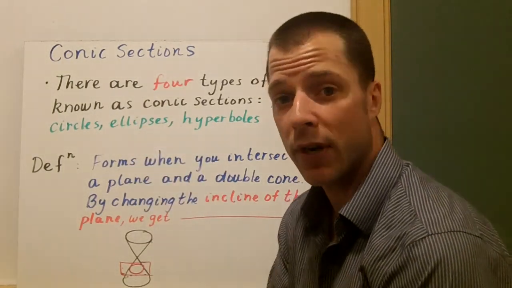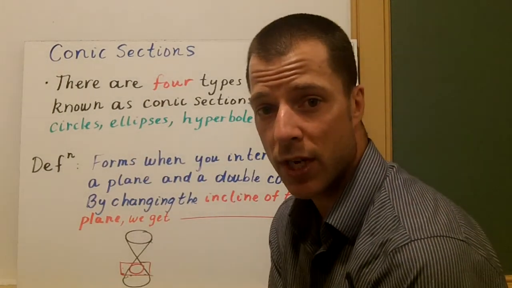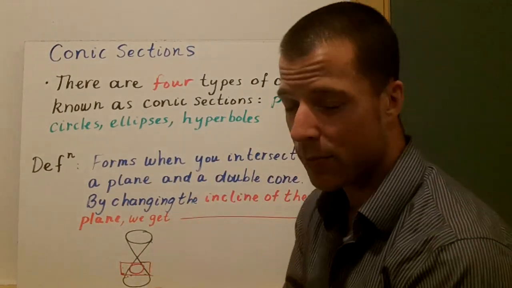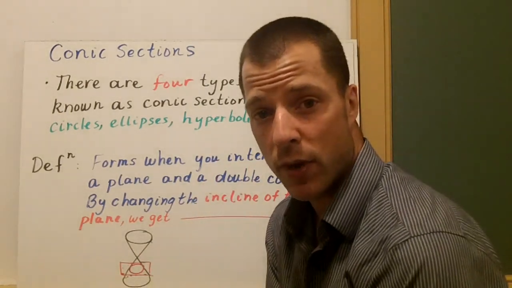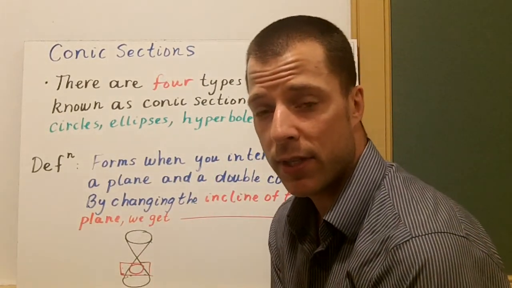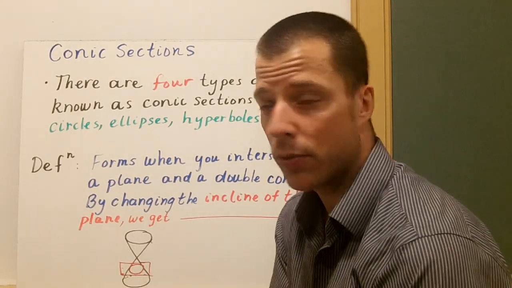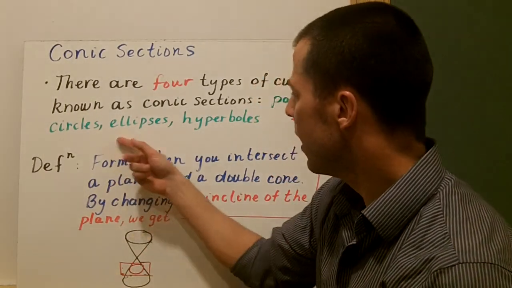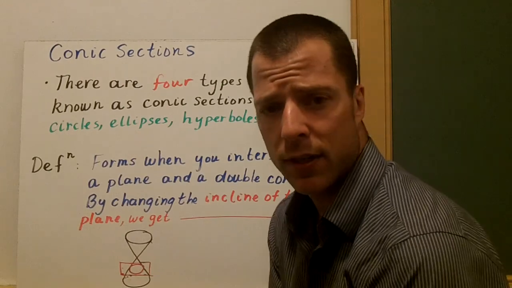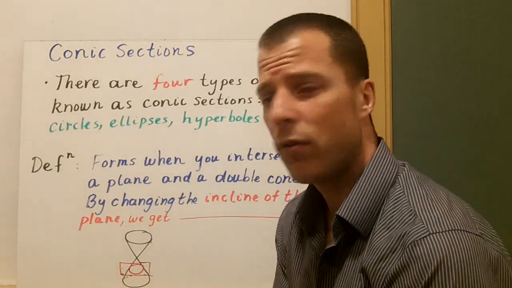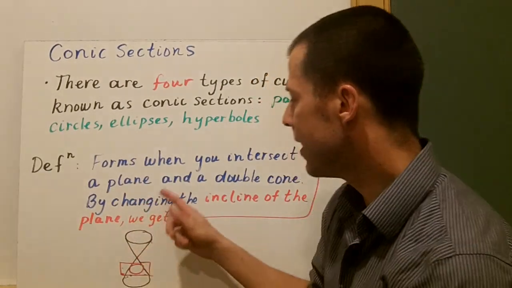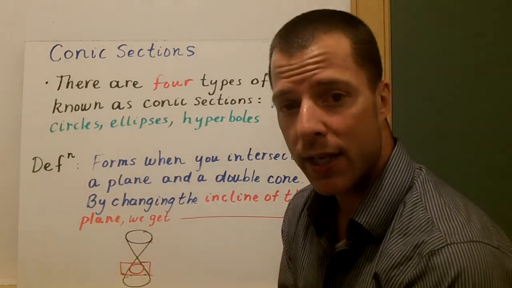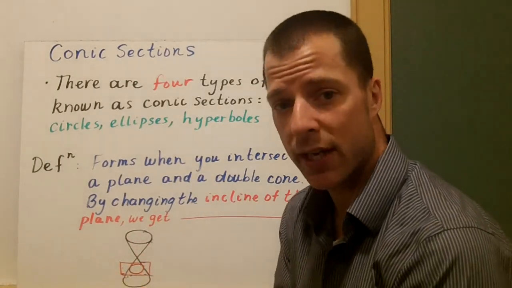Okay, so you've probably graphed circles and ellipses before, maybe in geometry. We've talked about parabolas, but we're actually going to graph them a different way and focus on a couple of different ideas with parabolas. These four types of graphs are formed when you take a double cone and you take a plane and you intersect the two.